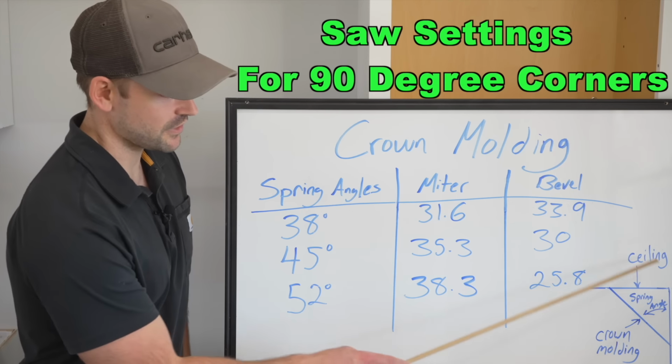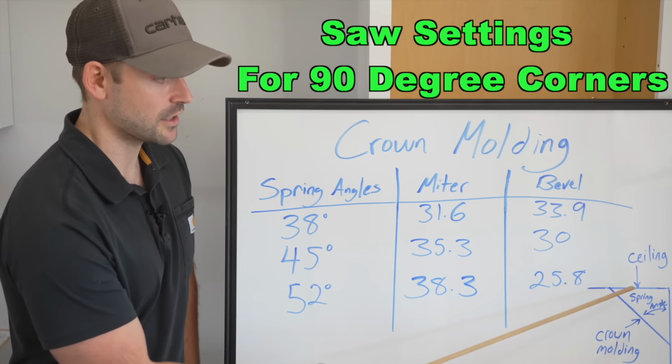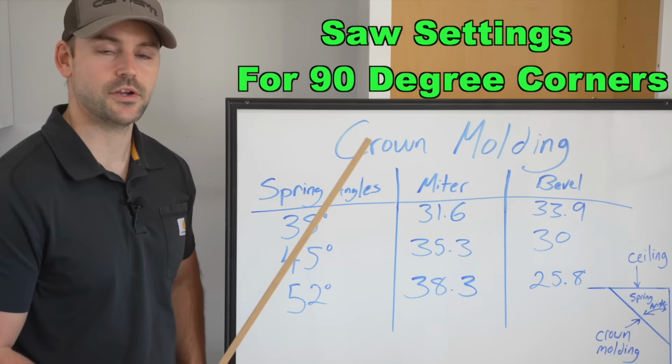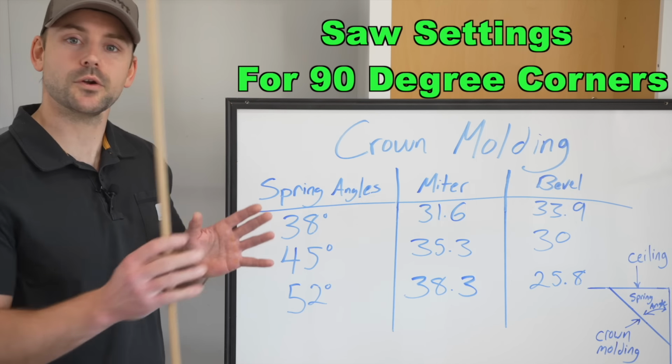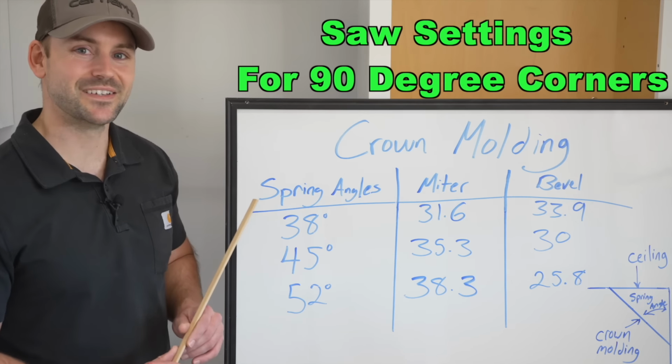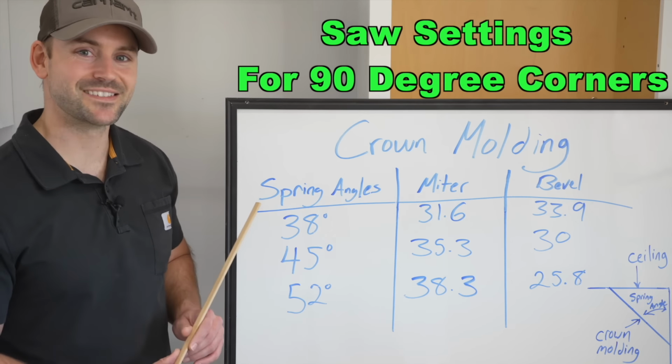And if we take a look here, that's just a reference to use to locate the spring angle, the crown molding, ceiling, and then the walls over here. So now that we know a little bit about spring angles and how the angles work, let's go cut some trim. This is the miter saw that I'm going to be using to cut this crown molding.